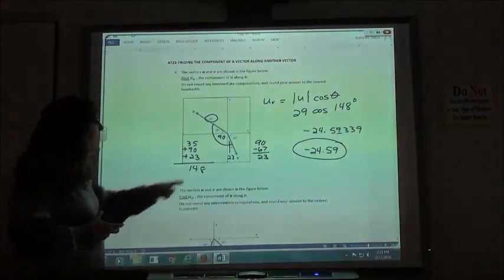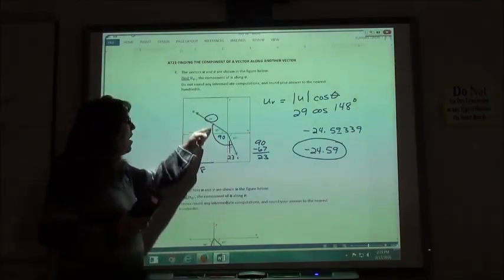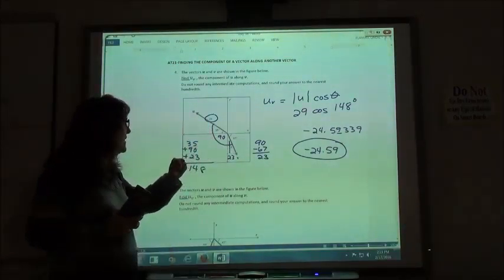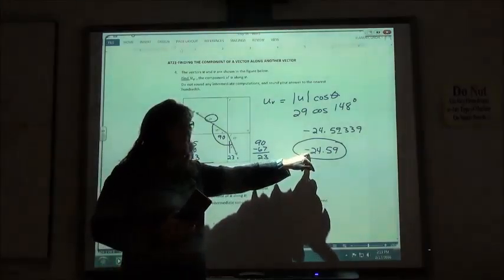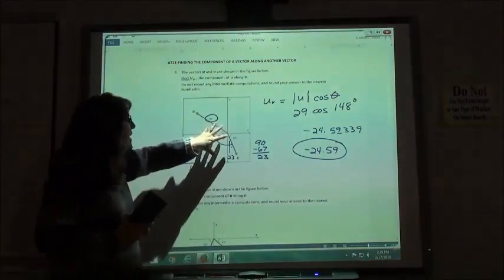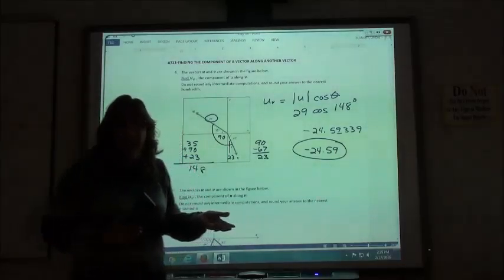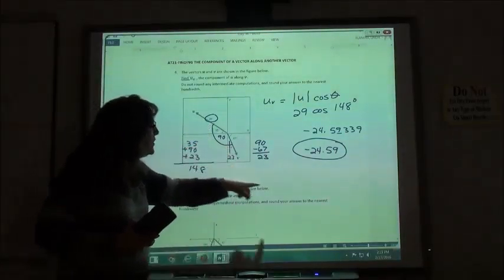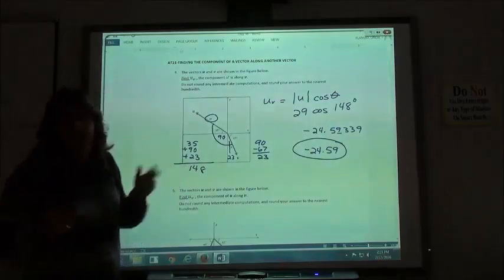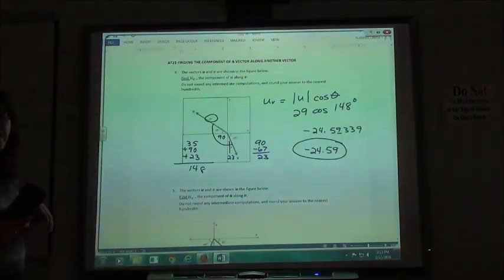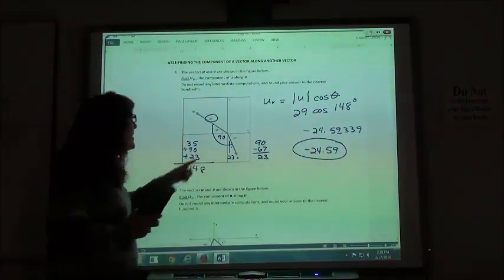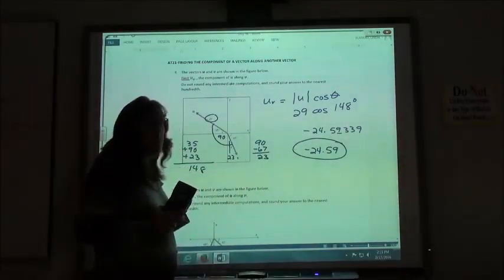Just a little note, if this angle in here is an obtuse angle, like this is, more than 90, I will always get a negative answer. If it's an acute angle, one that's less than 90, then I will get a positive answer. So since this was obtuse, I should get a negative answer. I did. Just a little quick way to double check yourself. If it's obtuse, I get negative. If it's acute, I get a positive.